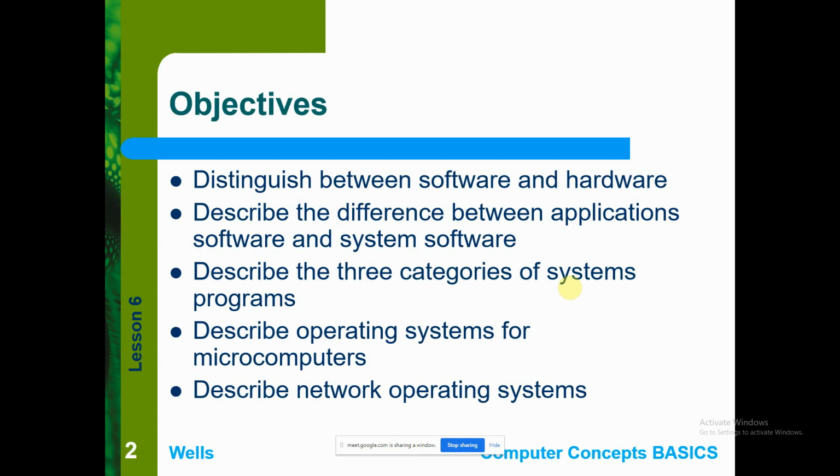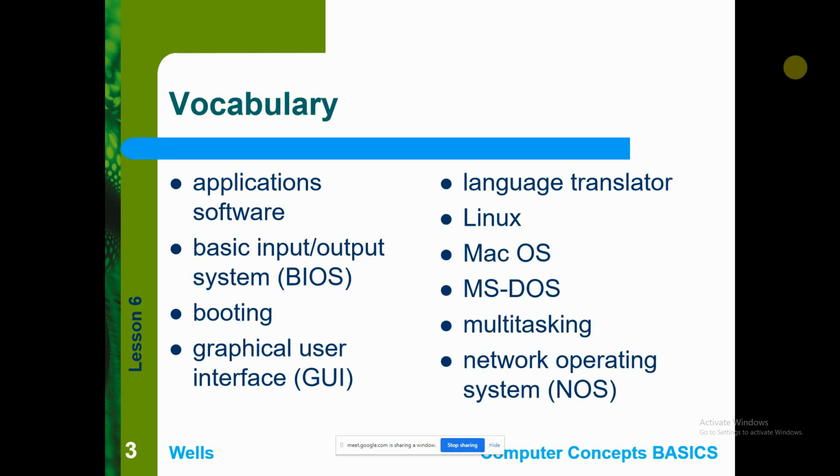So distinguishing hardware and software is a given, but we should also describe the difference between application software and system software, and describe the three categories of systems program. And we also have describing operating systems for microcomputers, and describe the network operating systems or the NOS. And a few terms and definitions.